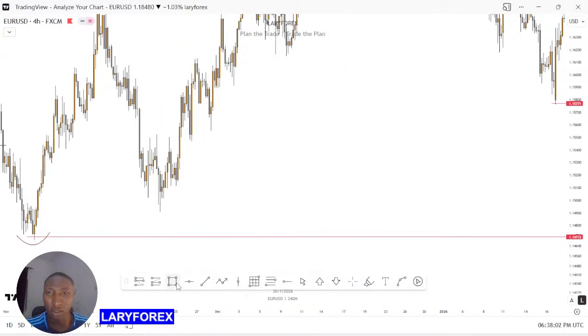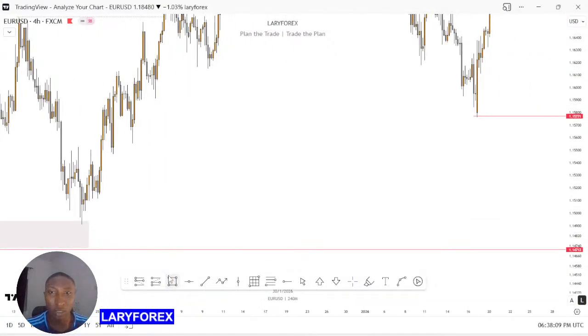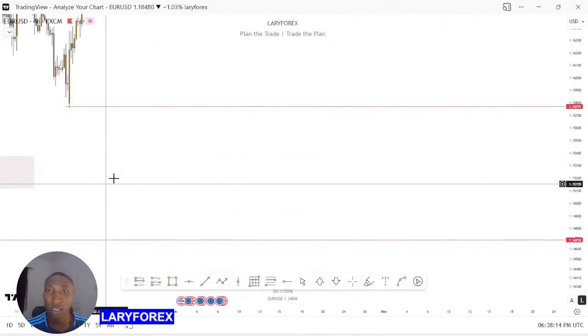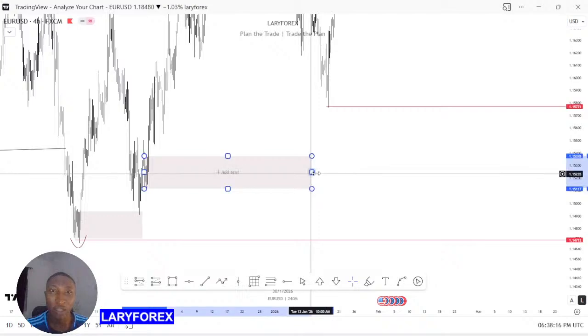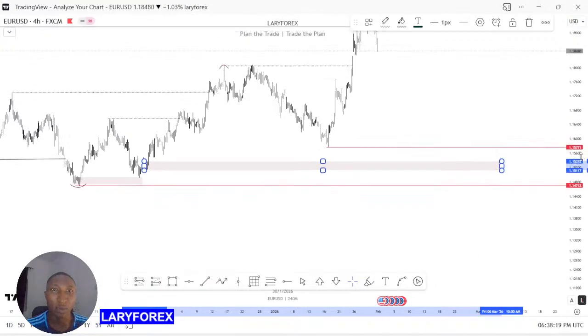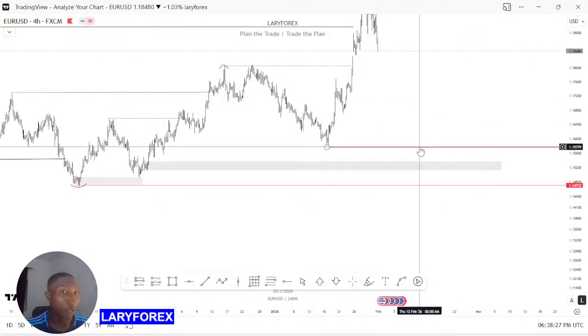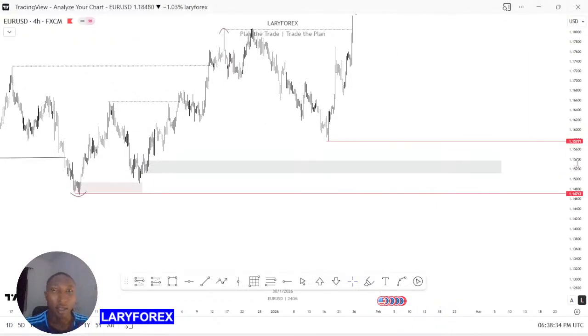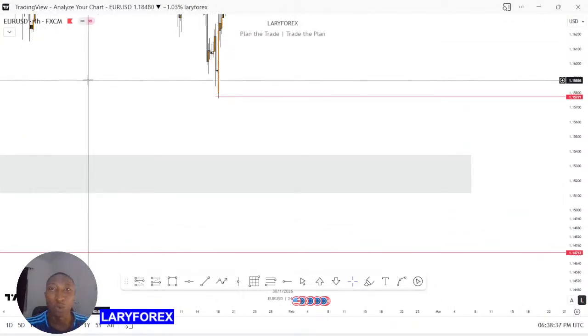Now, as you can see, this particular level here has been mitigated. This demand here has been mitigated, right? Now, did price mitigate this particular demand? Let's zoom to the left to see if price mitigated it. You see, price has not yet mitigated this particular demand here. So this is a potential demand that price might come to after taking out this swing low. But that does not mean anything more than we just have it in mind that there is a demand level here. Now let's still zoom out and keep reading what price does.